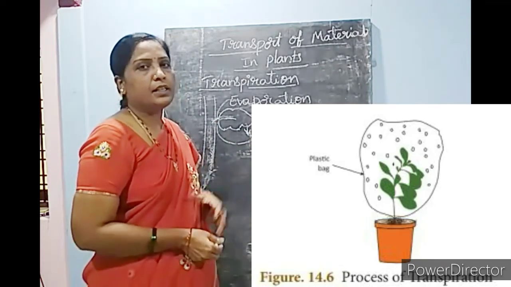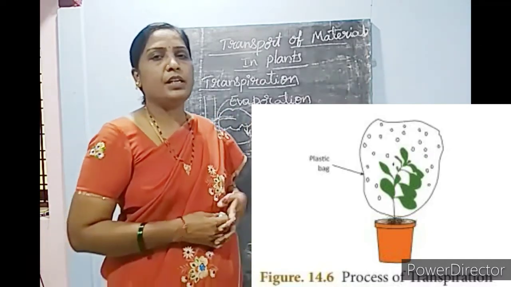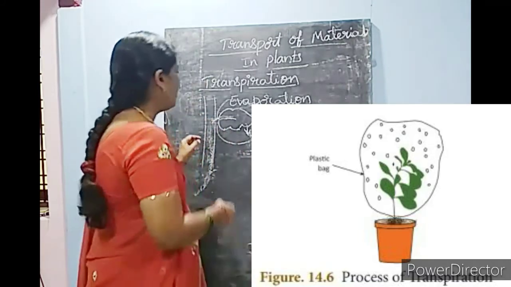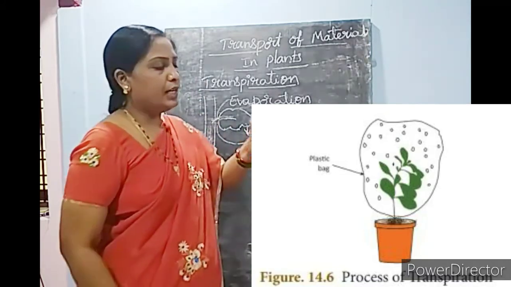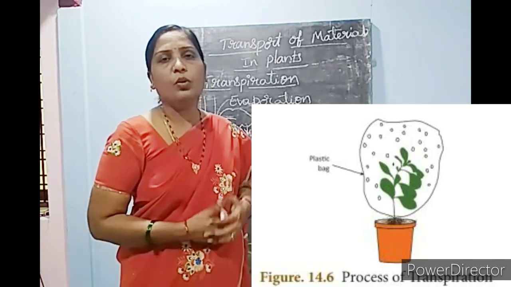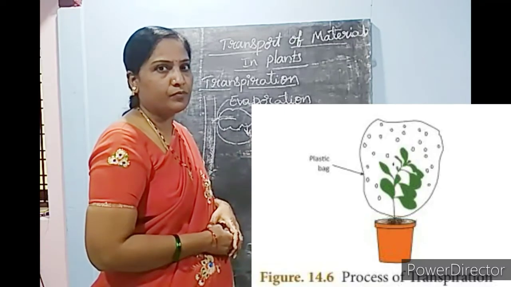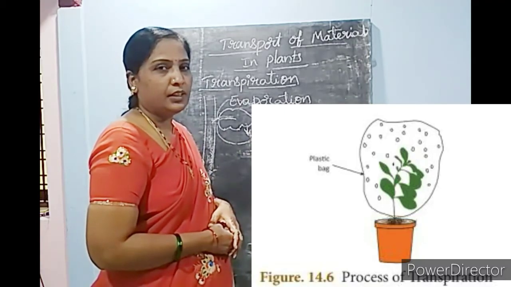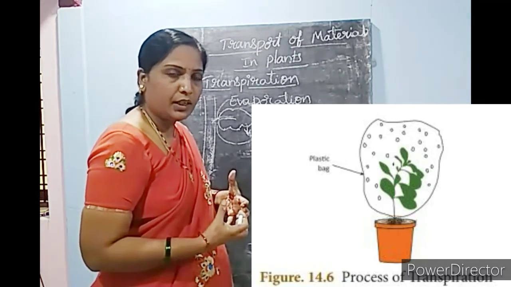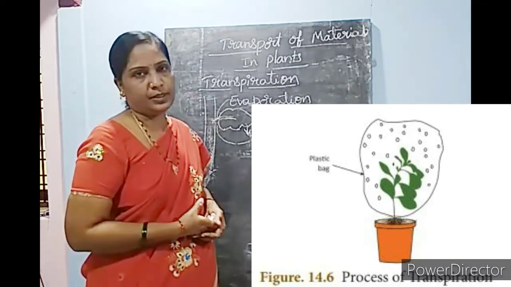Keep this apparatus, let this cover stay at least for one day. The next day morning, slowly remove this cover and observe inside the cover, you can see some droplets of water. So where did this water come from? The water molecules are formed because of the transpiration process which occurred in the leaves.